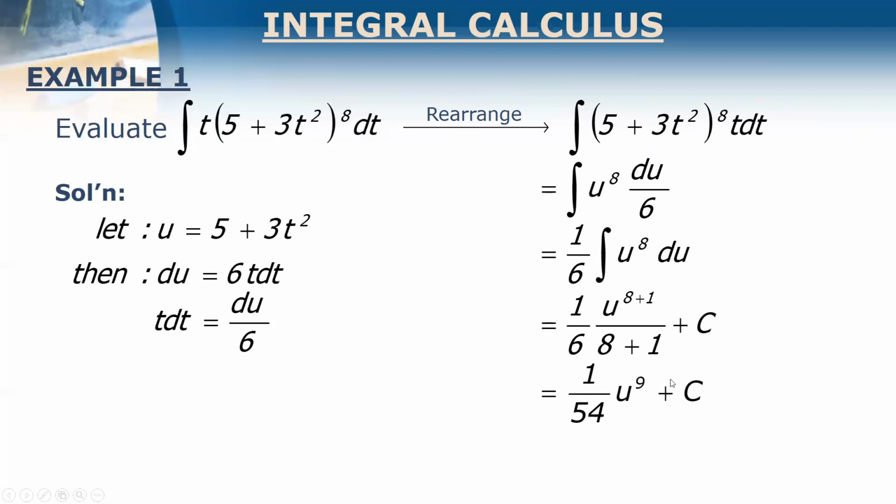Okay, but this is not the final answer. The final answer is you have to substitute this one by the original expression. So kining u, replace nimo by 5 plus 3t squared. Kaya nga itong original na variable, t. So, ibalik na ito sa original na variable. Like this. And this is the final answer na tayo.